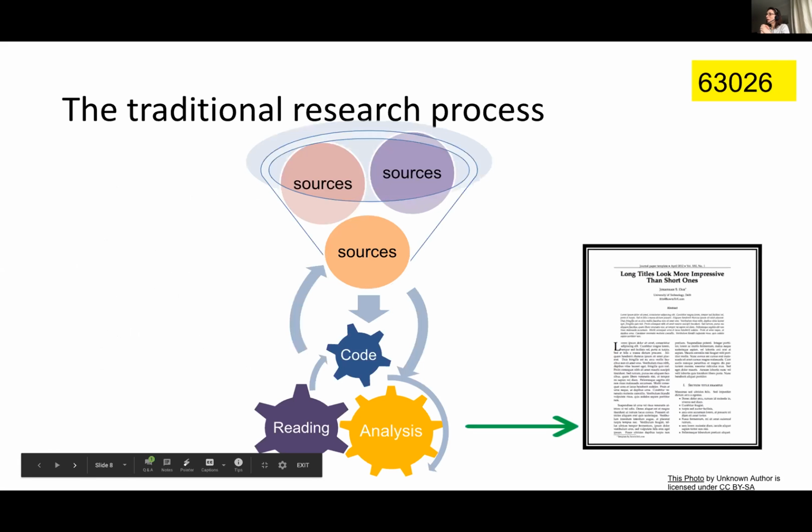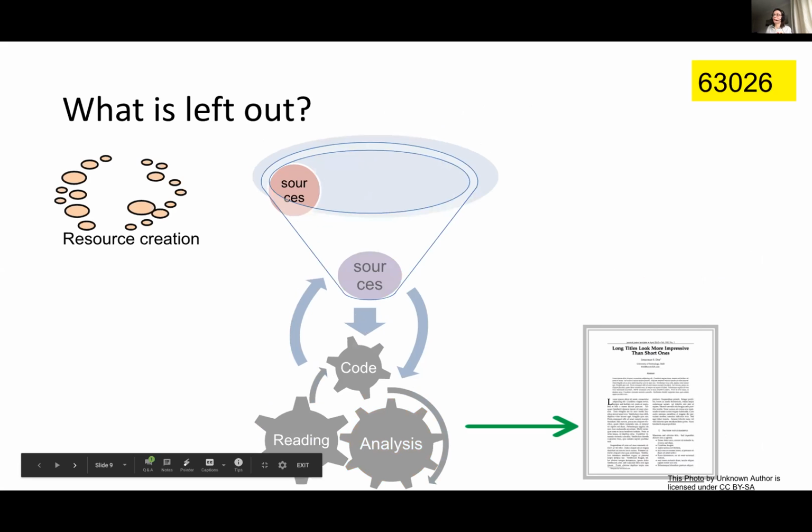So when I think about what we call the traditional research process, we have different sources. Maybe it's a set of texts, maybe it's visual data, maybe it's audio interviews. All of these sources go into analysis, code, reading, and at the end we have data and a normal traditional prose paper that describes this whole analysis. What's left out of this process is all the work that goes into creating a resource.